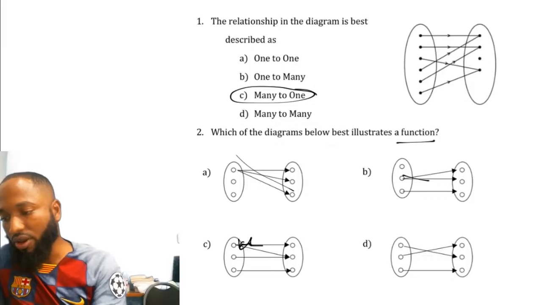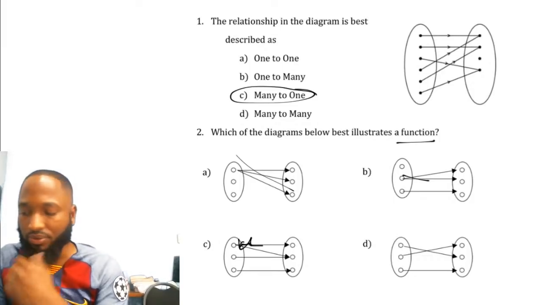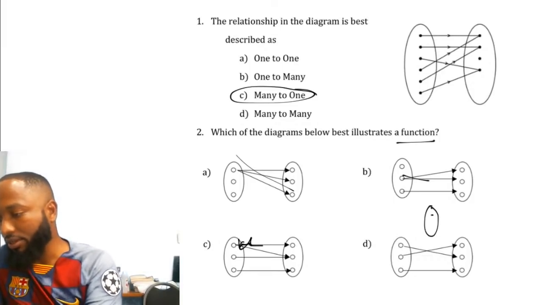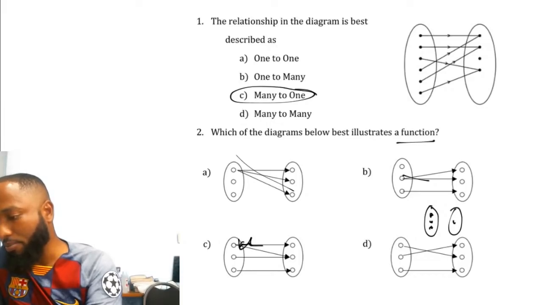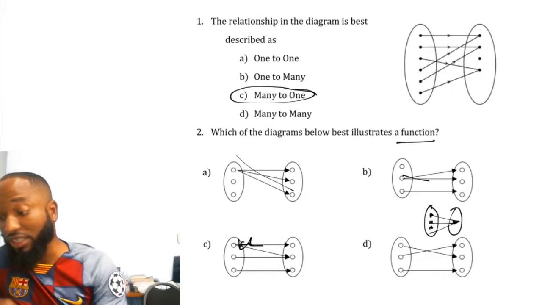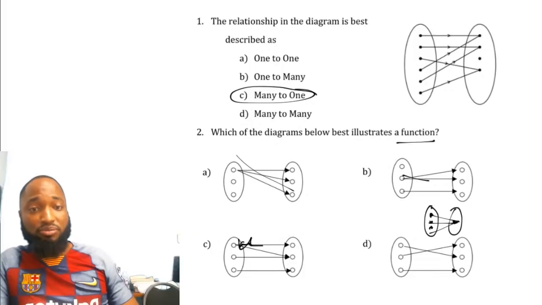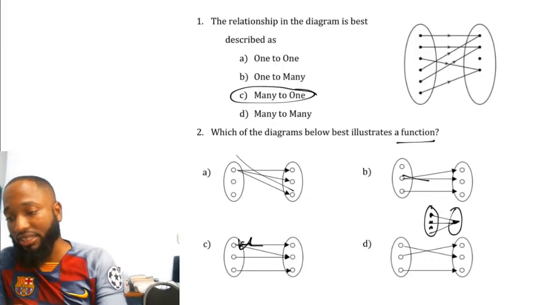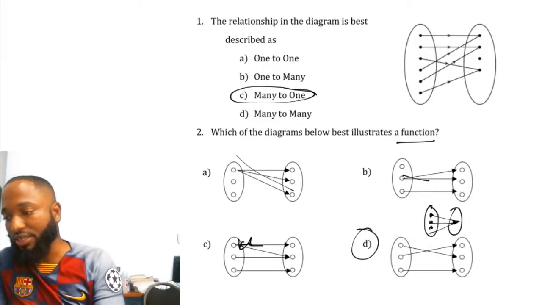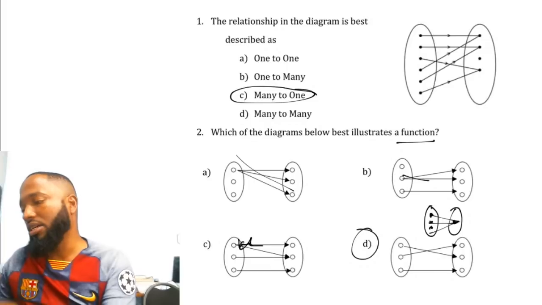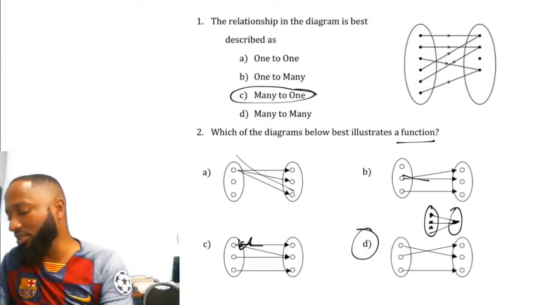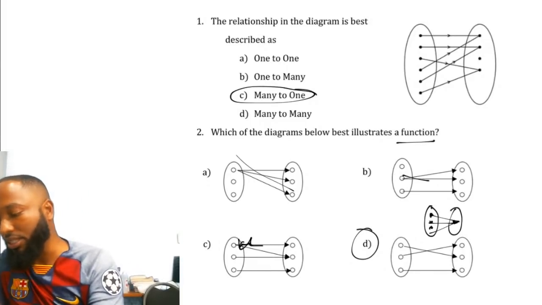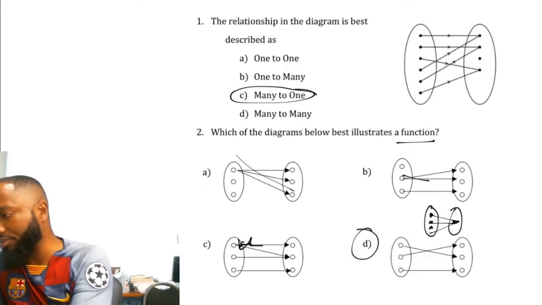Now, if you had a situation where all of them went down to that one, that's still a function. That's still a function. But in this case, this is the function here, D, which best illustrates a function. The reason I'm speeding through this is because we did these already, but I'll come to the new ones just now.